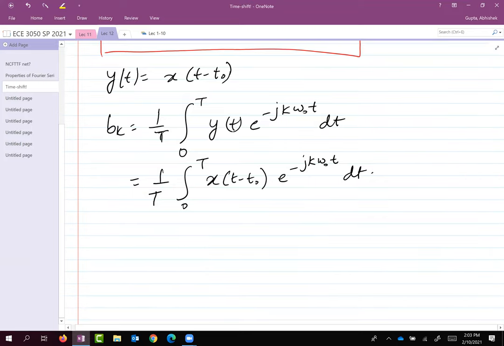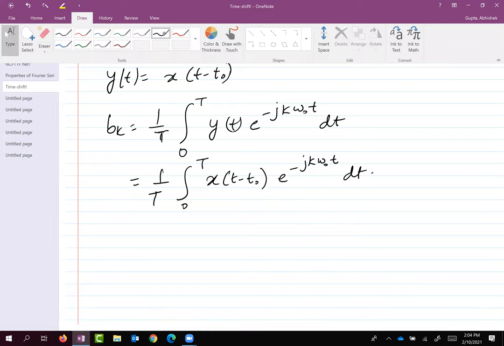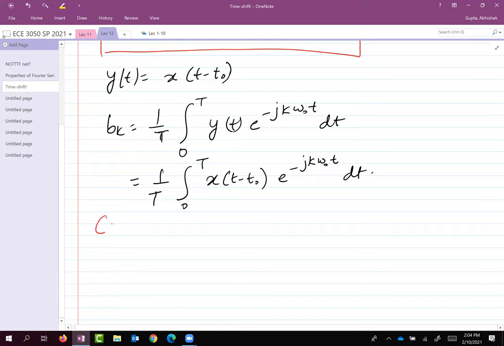So I have x of t minus t naught in the integral. How can I change the variable of integration so that I get something like x of tau in the integral instead of x of t minus t naught? I can do a change of variables. I define tau as t minus t naught, which means d tau equals dt and t equals tau plus t naught.